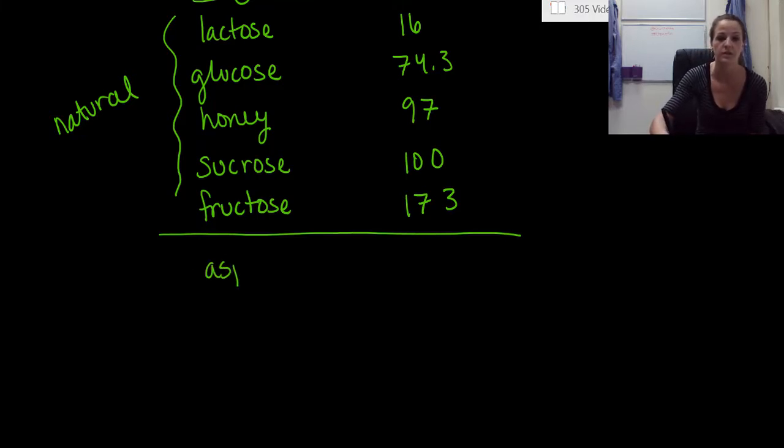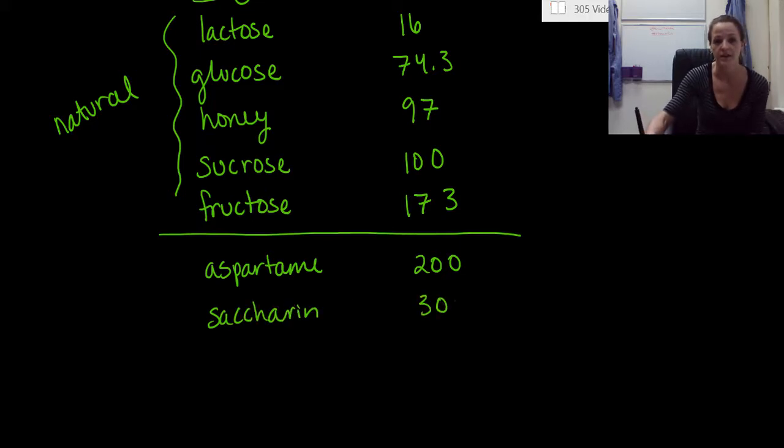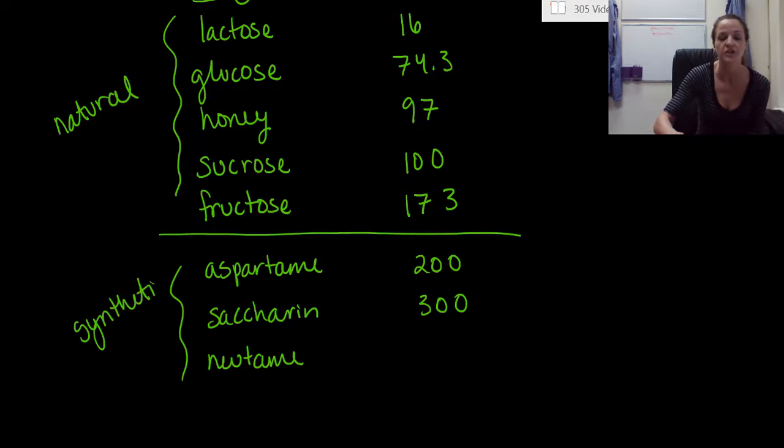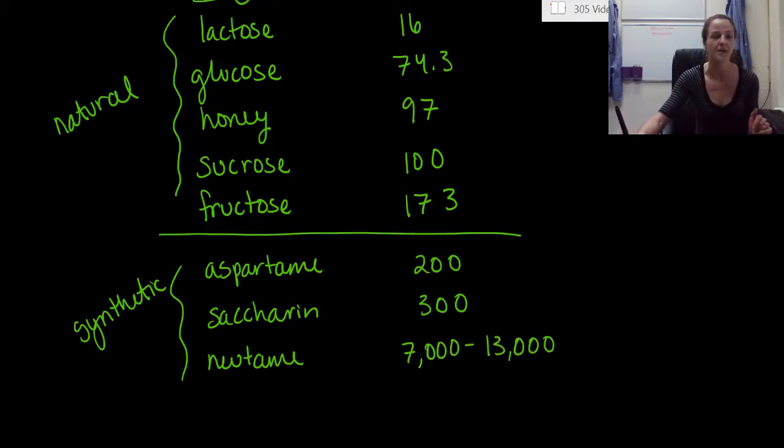So the first one I'm going to list is aspartame, and that has a sweetness level of about 200. The next one is called saccharin, and that one's about 300. And this last one is something I just think is so interesting. We've actually been able to create, because all these are synthetics, so think man-made, so we've actually been able to create 3 different levels. This one, the neotame, is a sweetness level of 7,000 to 13,000. It just kind of depends on how much you have of it, which is insane. That is so, so sweet.